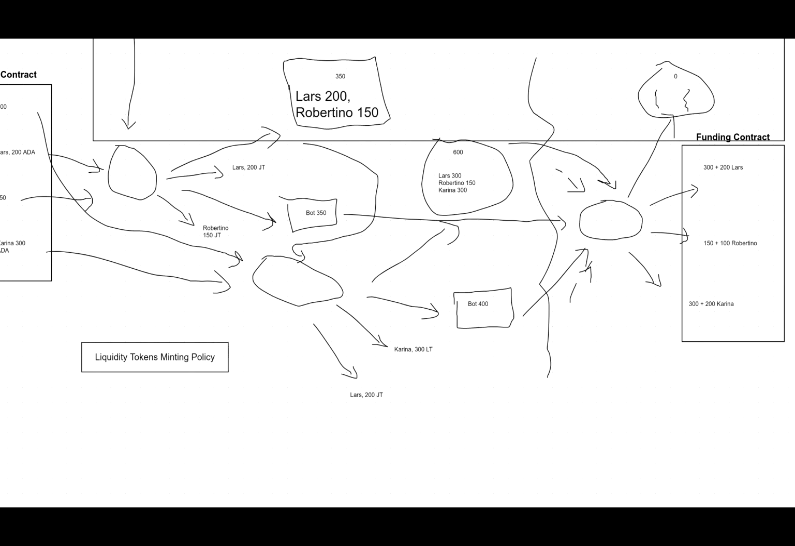The tricky part is, in our example, originally we got one JSON token per ADA we invested. At the moment, the bot takes our contributions, and now it made a profit. So now the bot has 1100 ADA, and our JSON tokens are now worth more than one ADA.